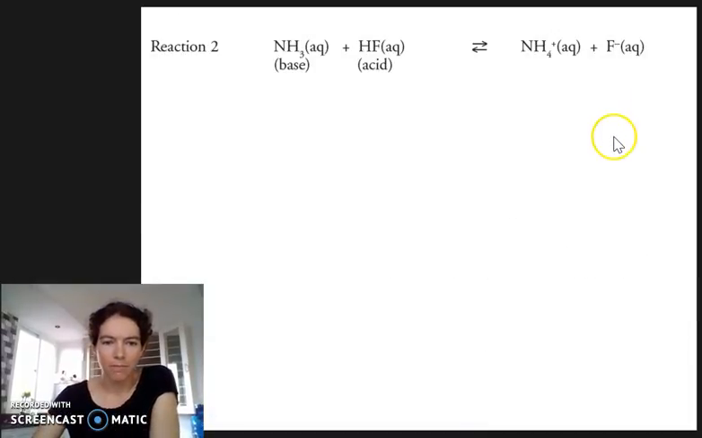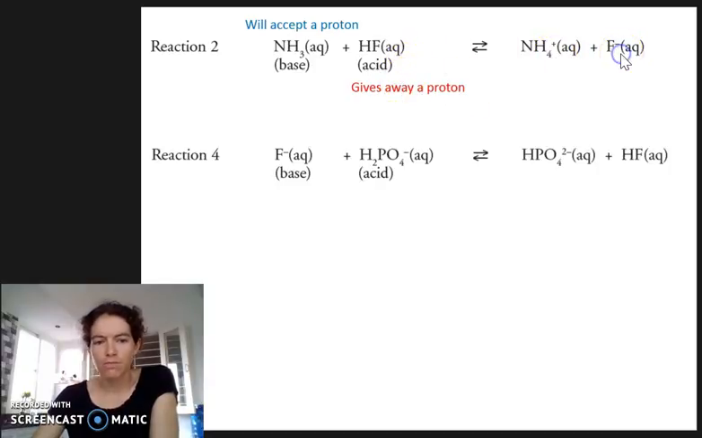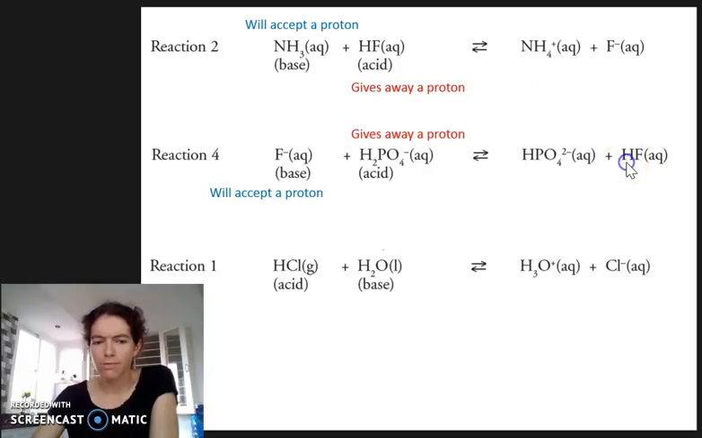So let's look at some examples. Here we've got a base, ammonia. We've got an acid. You have already seen this. The base will accept a proton. Here it's got one extra proton. The acid gives away a proton. Here it's got one less proton. Similar: the base will accept a proton. Kind of interesting over here. Keep that in mind. And this will give away the proton. There's one less proton, and this thing has one more proton over here.